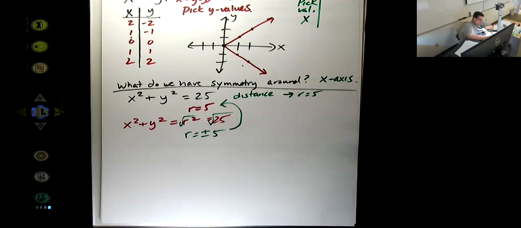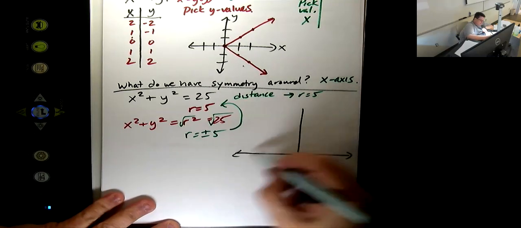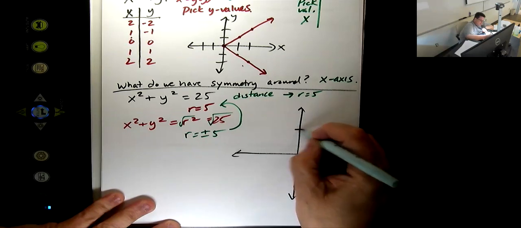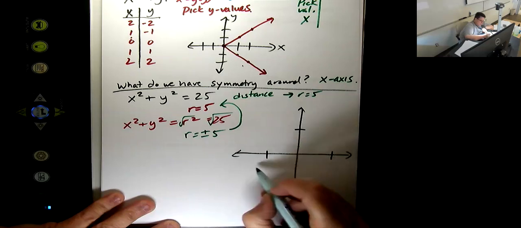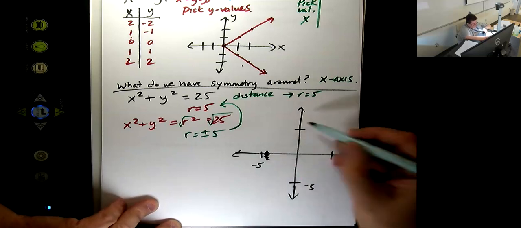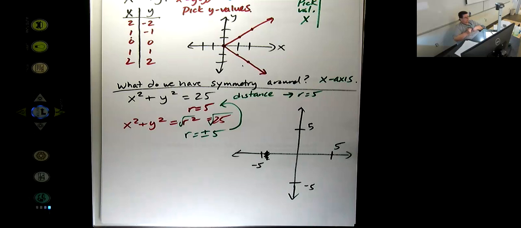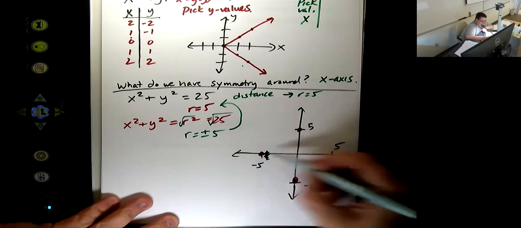So we start at the center of the graph, which is called what? The origin. And rather than putting all the little hash marks in there, I'm just going to pick this one. Now we go 5 up, 5 down, 5 left, and 5 right.